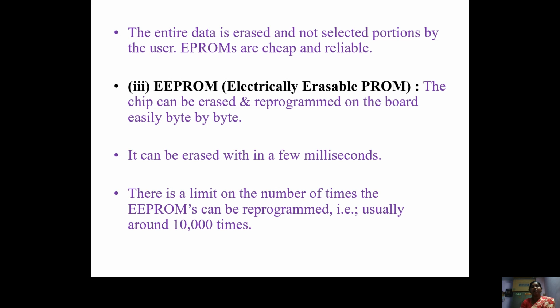Here these are electrically erasable. The chip can be erased and reprogrammed on the board easily, byte by byte. Here there is no need to remove it from the computer. It can be kept on the motherboard as it is, and it can be erased using electricity and reprogrammed again. So unlike PROM and EPROM, it can be reprogrammed once again. But here also all the content must be erased and we can reprogram it once again.